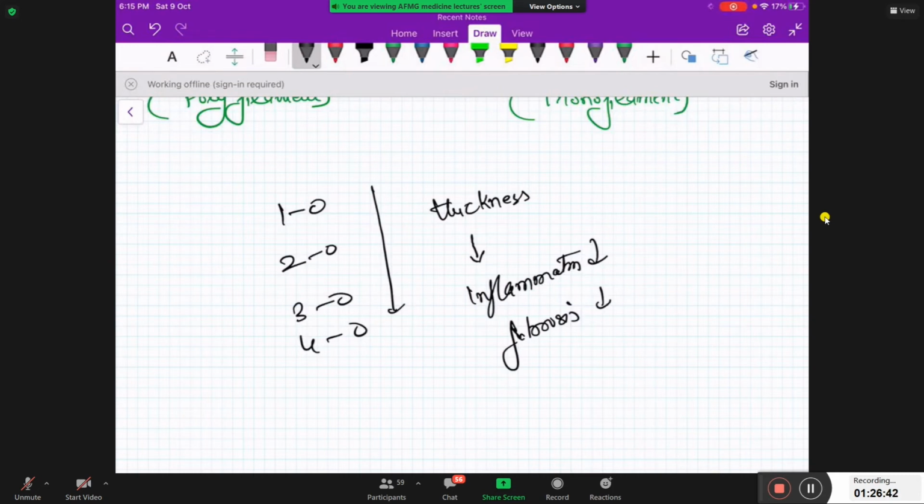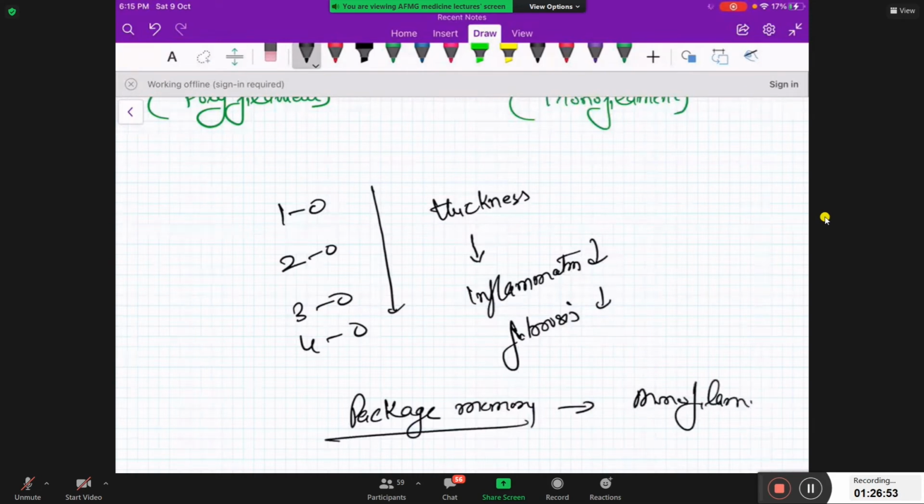So this is called package memory. And this package memory is there only in monofilament suture. This package memory is not there in a braided suture. You take a rope, घर पे rope होती है, उसको कैसे भी fold करके रखो, and then you take it out and leave it. It will fall at a place where you have left it. It will never go back to its original configuration. So all braided sutures, they don't have a package memory.